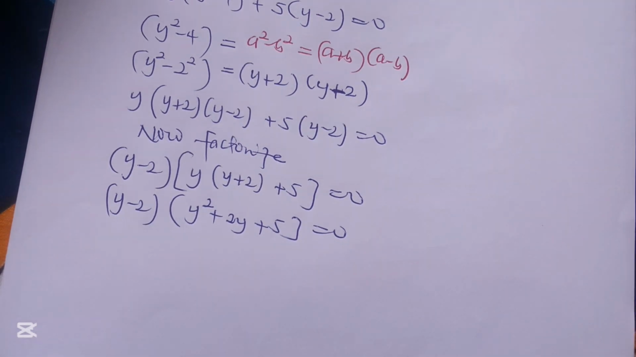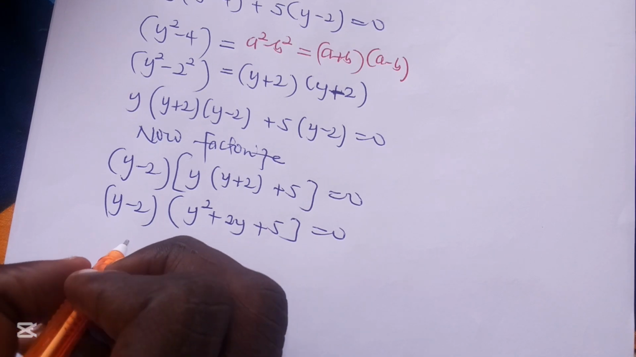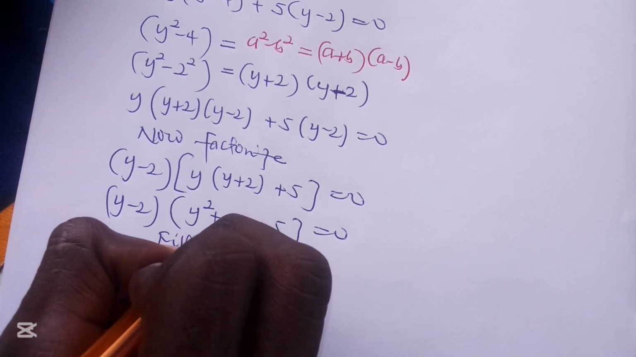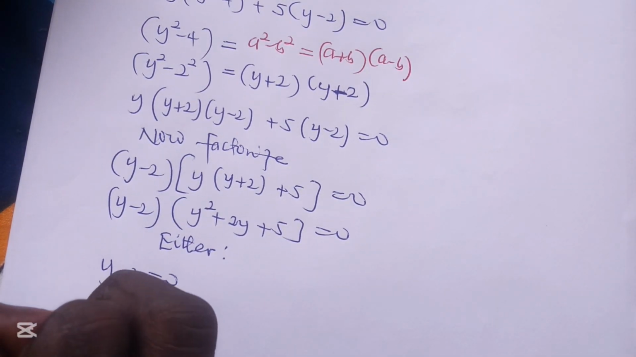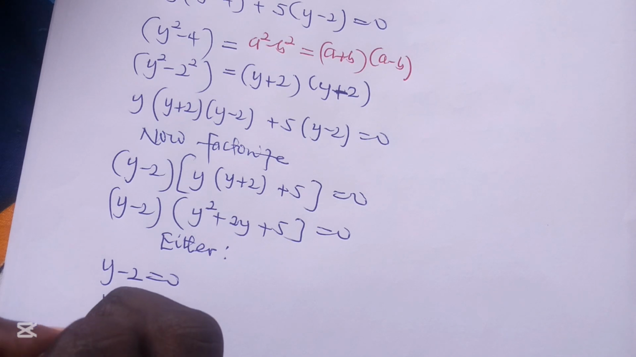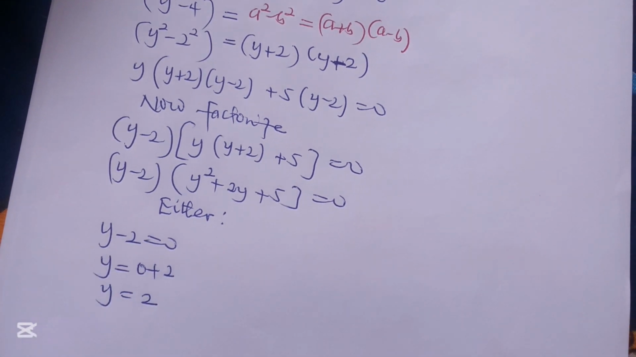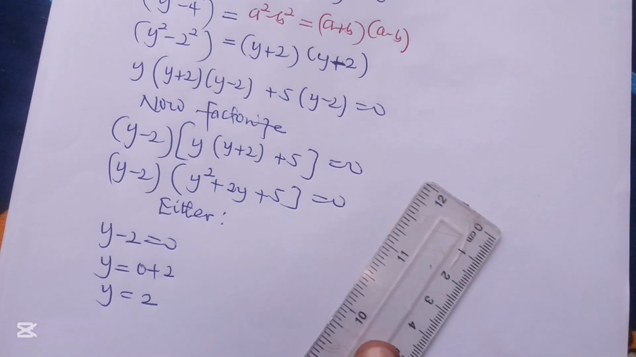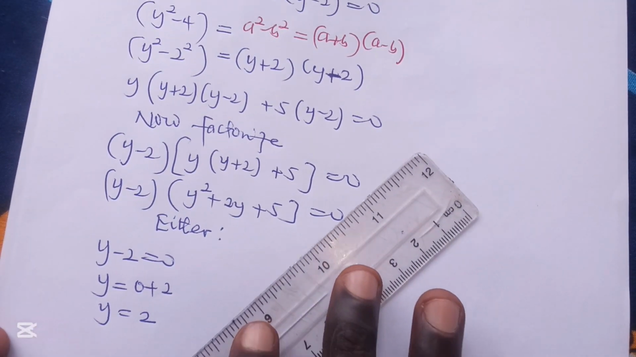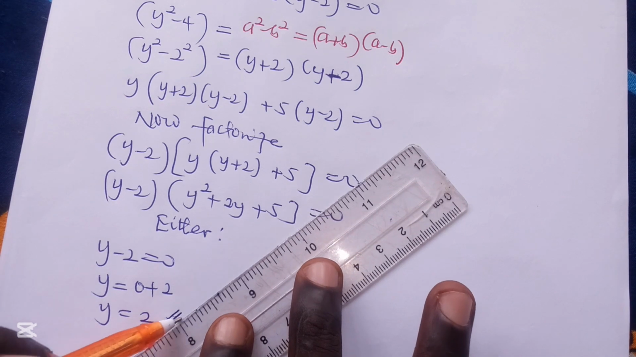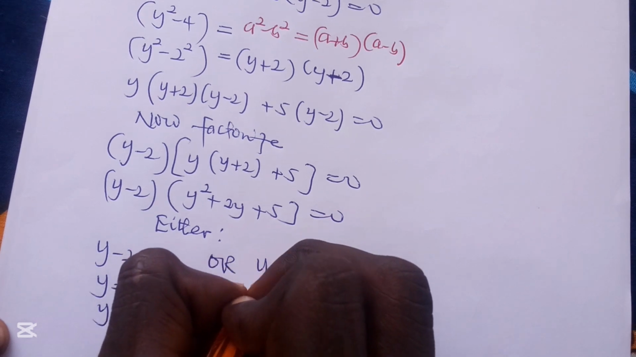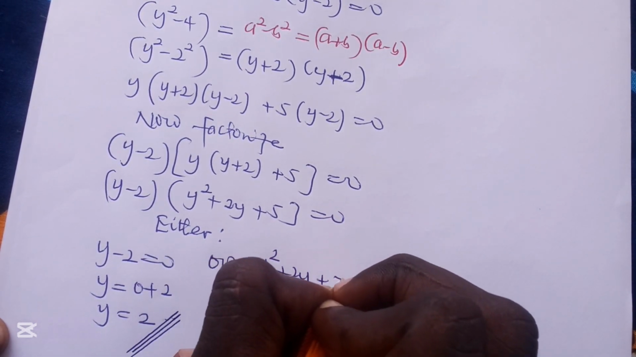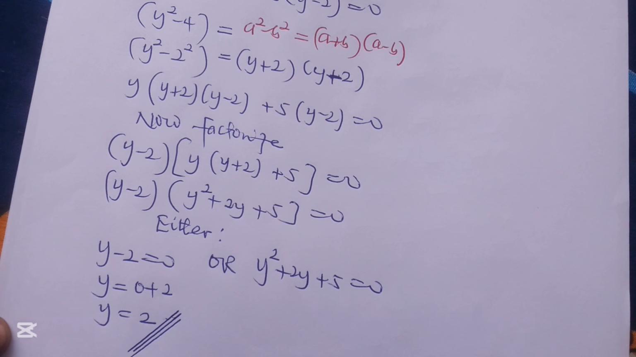Now we say, since we want to find the value of y, you can say either y minus 2 equals 0, then the value of y automatically becomes 0 plus 2, so y becomes 2. So it means the value of y becomes 2. Now if you look at the quadratic equation also, y squared plus 2y plus 5 equals 0, you can apply the formula method to solve this one.